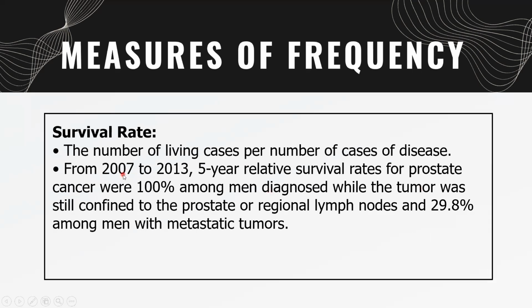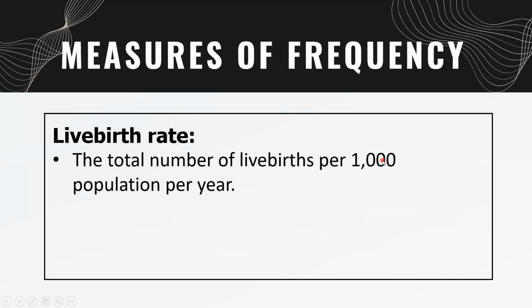For survival rate naman po, it is the number of living cases per number of cases of a certain disease. So living cases, or those who have survived or those who have recovered, over the number of cases of that particular disease or the number of cases of disease itself.